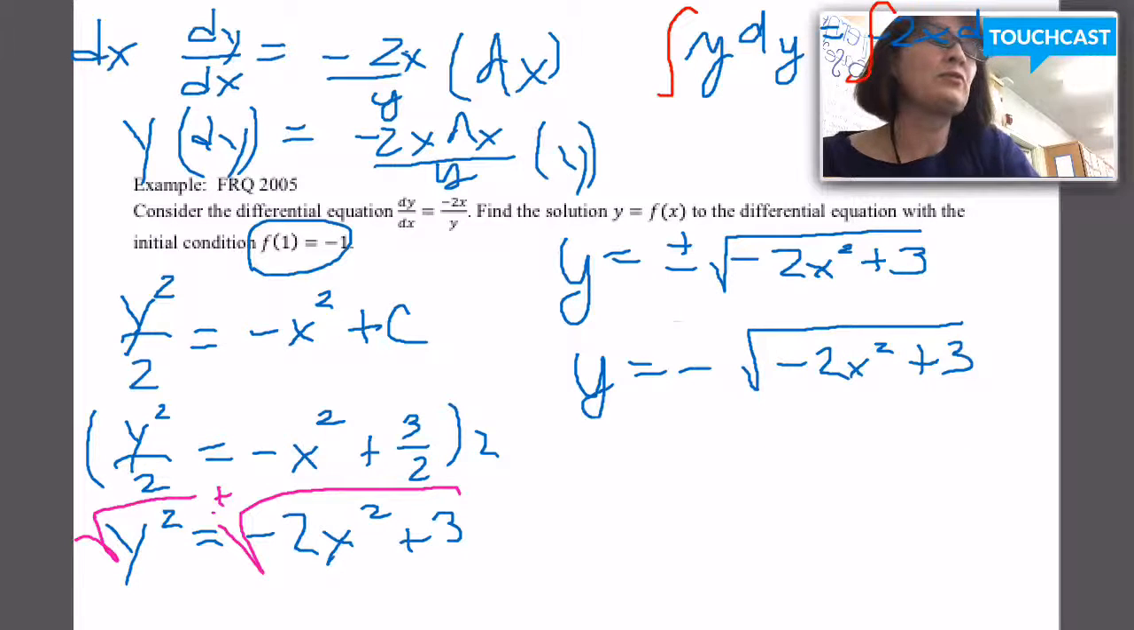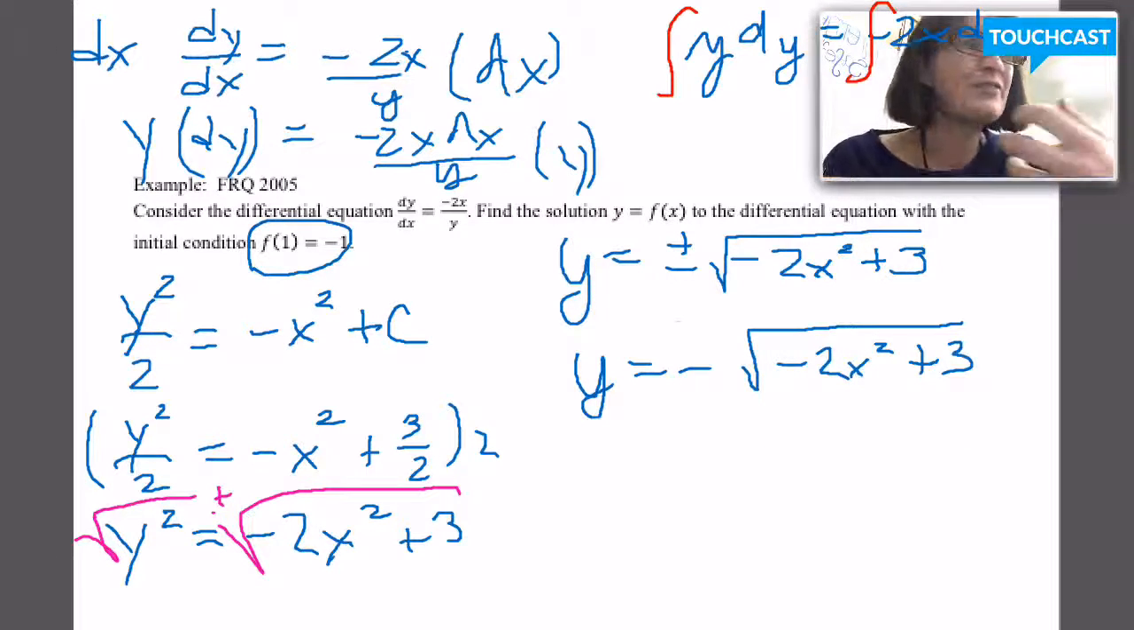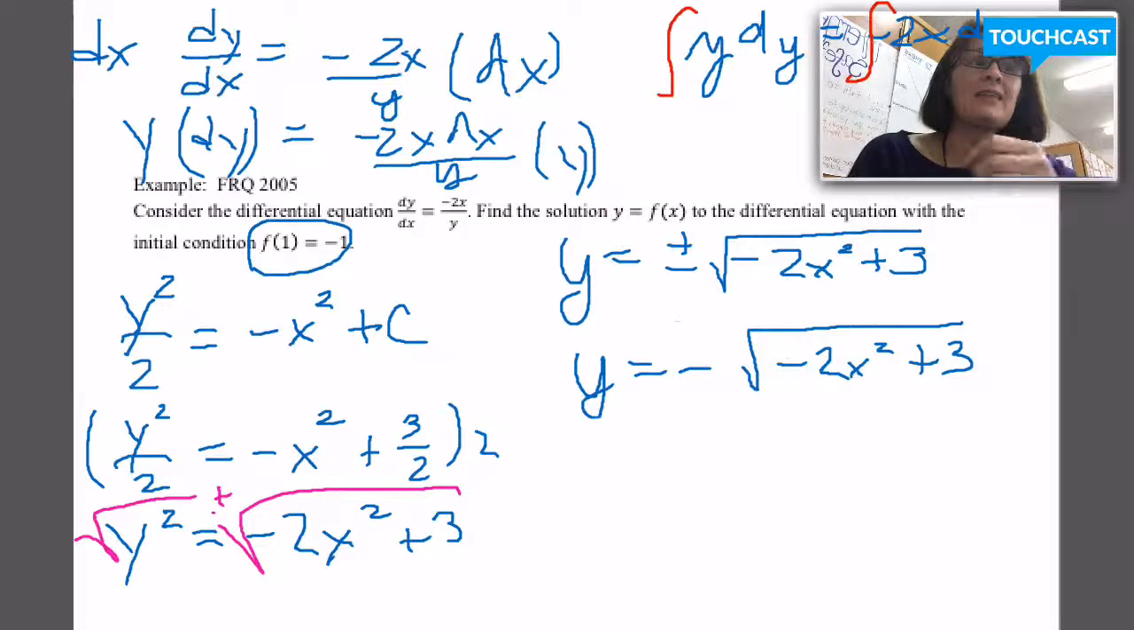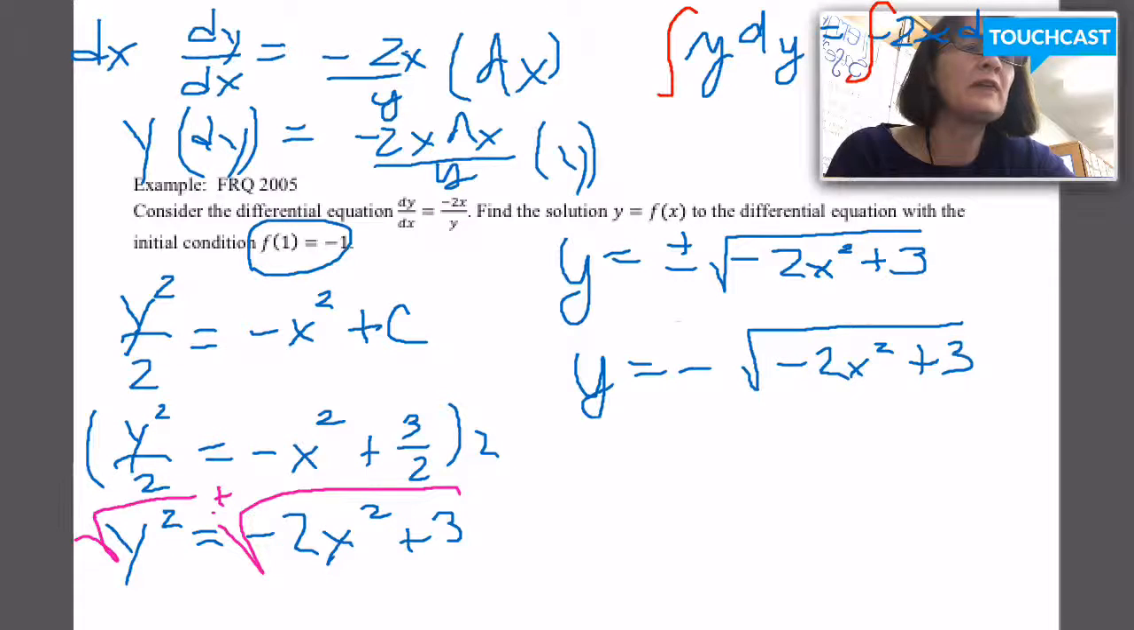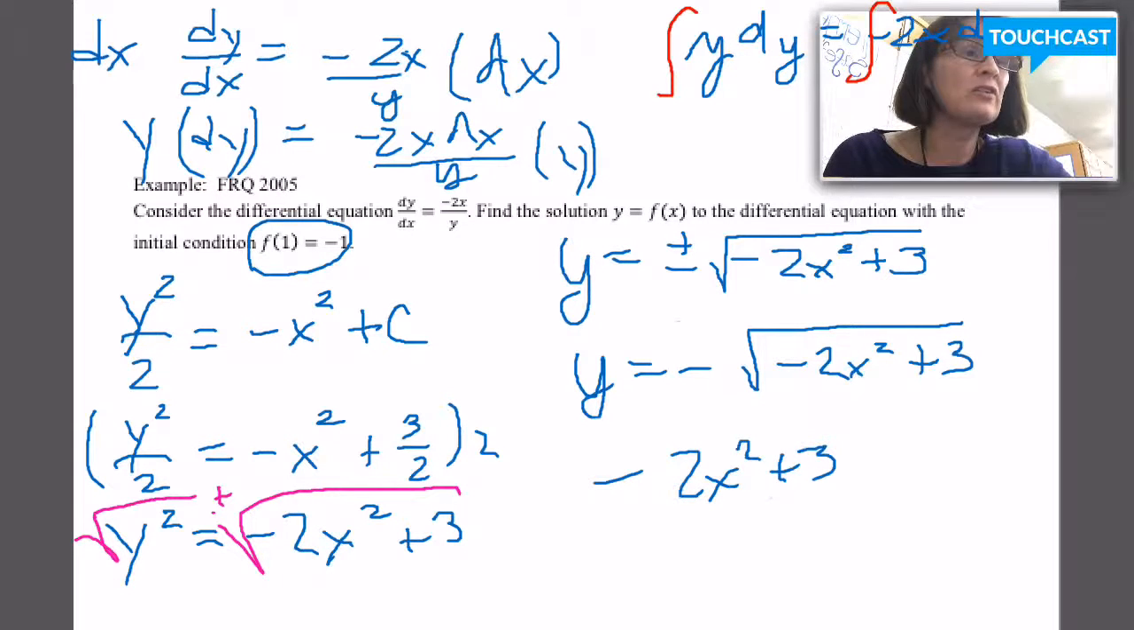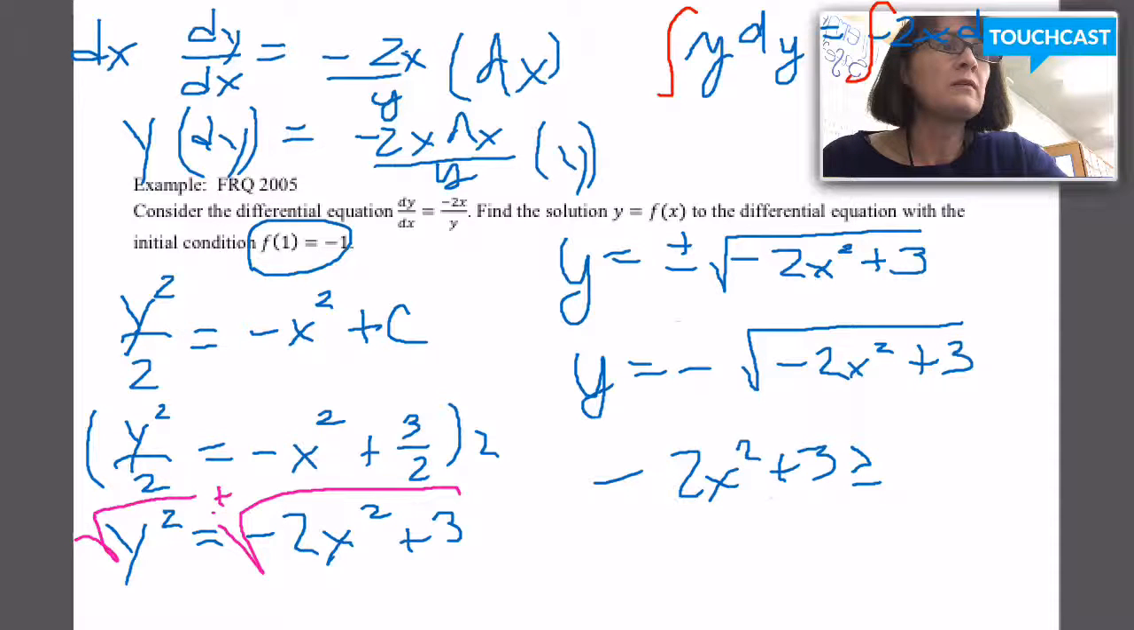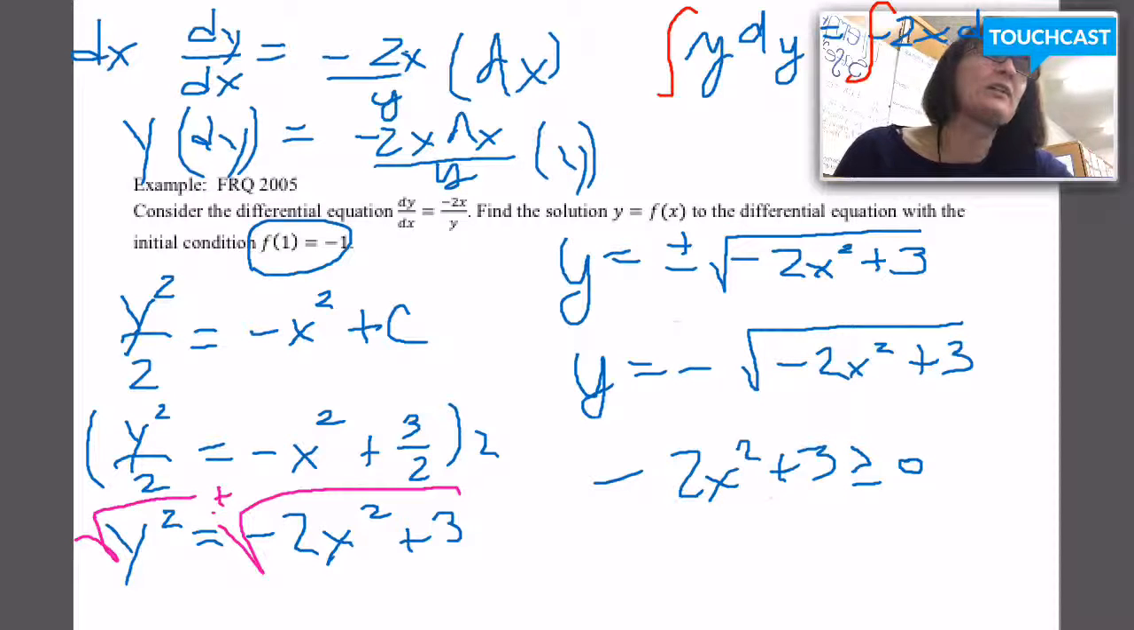Sometimes you are asked on the AP test to specify the domain. Remember, we said we're going to have to think about this function, where is it good? This function doesn't have particular branches, but remember that a radical is not defined in the real numbers if we have a negative inside. So for me, this means that negative 2x squared plus 3, the radicand, what's inside the radical, has to be greater than or equal to 0. Otherwise, I'd be taking the square root of a negative number, which will give me an imaginary result, possibly a complex result. So we can't do it.